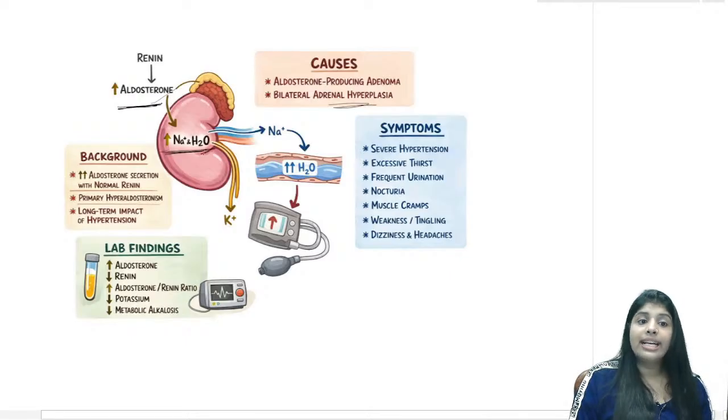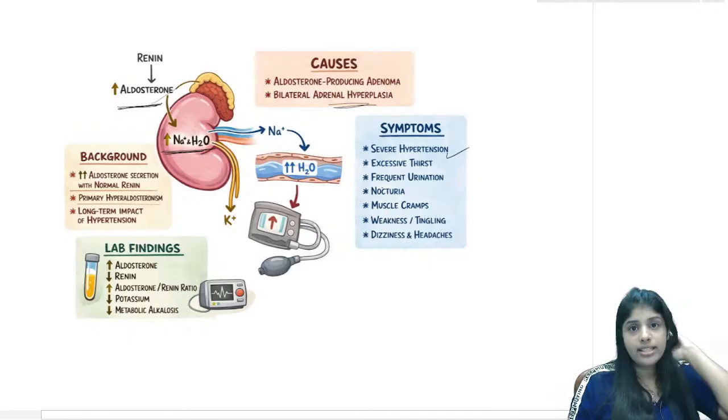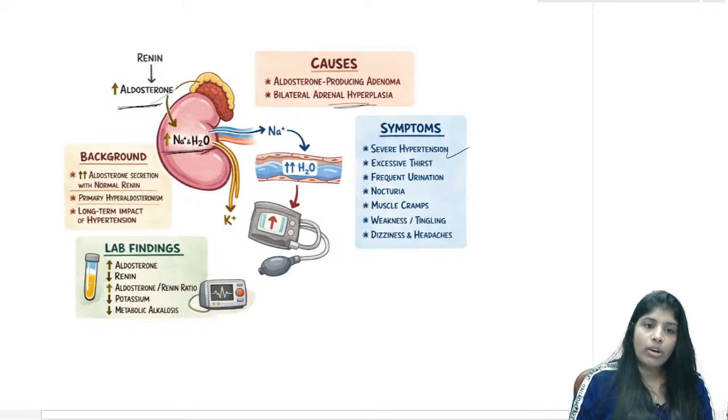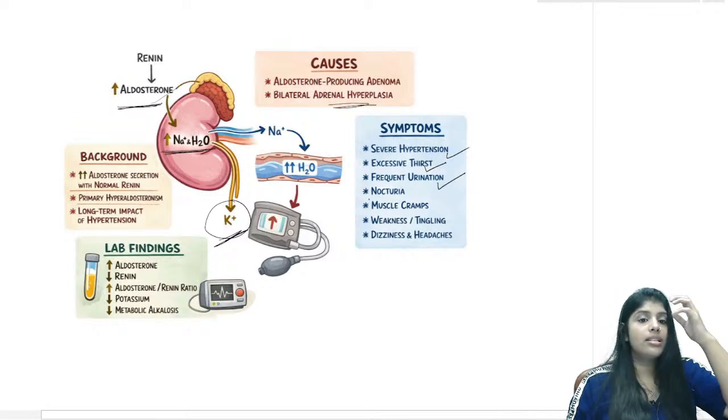So when there is increased aldosterone, what happens? Increased reabsorption of sodium and water takes place in the kidney, right? So there is a lot of water. So what does that do? It leads to severe hypertension. A lot of water means increased cardiac output and increased blood pressure. And potassium is lost, right? So there is hypokalemia. That leads to nephrogenic diabetes insipidus, triggered by the kidney, due to hypokalemia. That can lead to polyuria and polydipsia. So excessive thirst and frequent urination, and the person can get muscle cramps, weakness, tingling, dizziness, and headaches because there is high blood pressure.